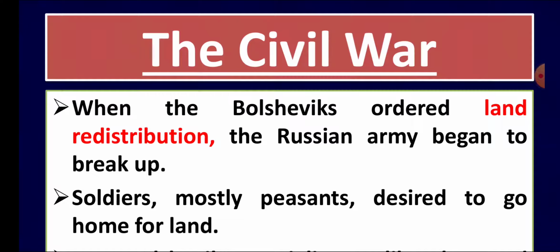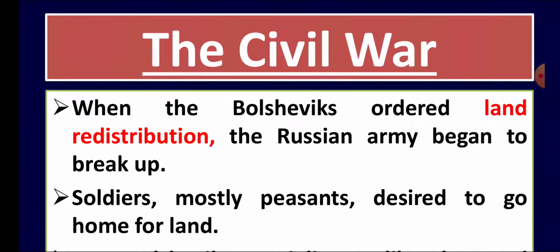And what was the Marxist theory? That land and property must come under the control of the state. It should not be private property. When the Bolsheviks took command, there was civil war in Russia.